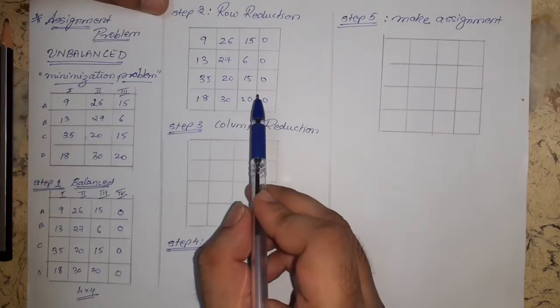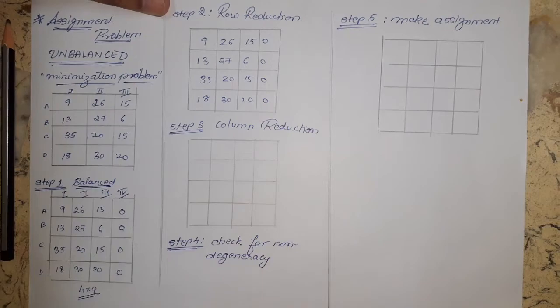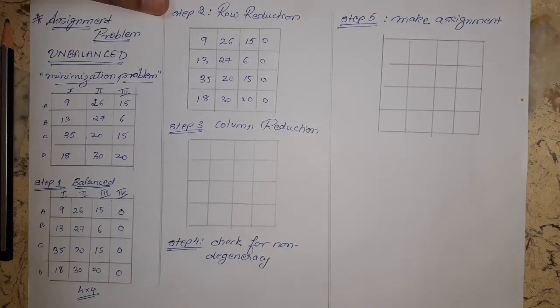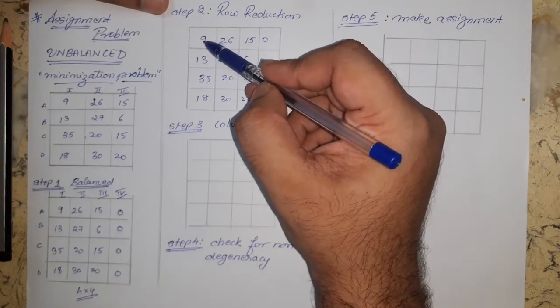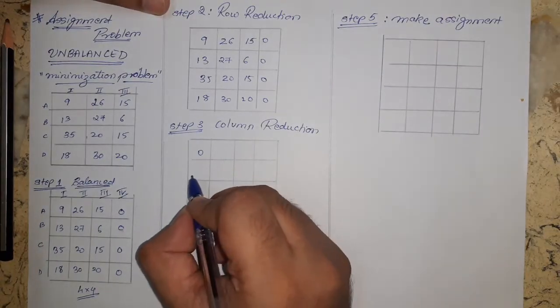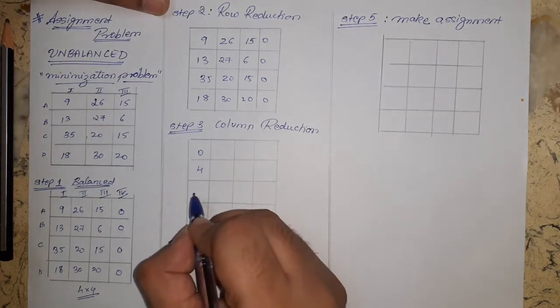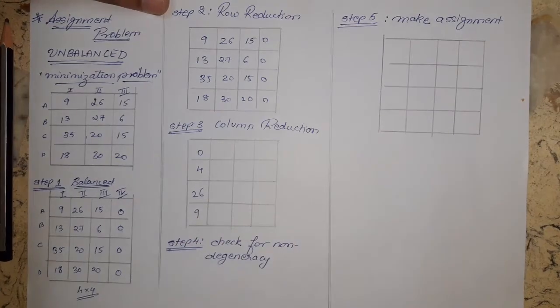After getting the row reduction, the next step is column reduction. Column reduction means we'll take the smallest value from each column and subtract it from the remaining values of the same column. In the very first column, the smallest value is 9. So 9 minus 9 is 0, 13 minus 9 is 4, 35 minus 9 gives you 26, and 9.